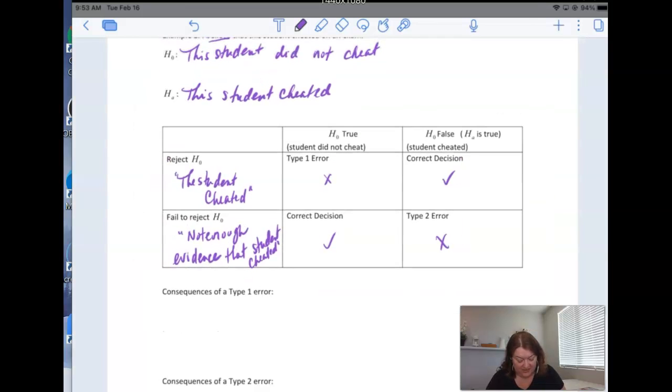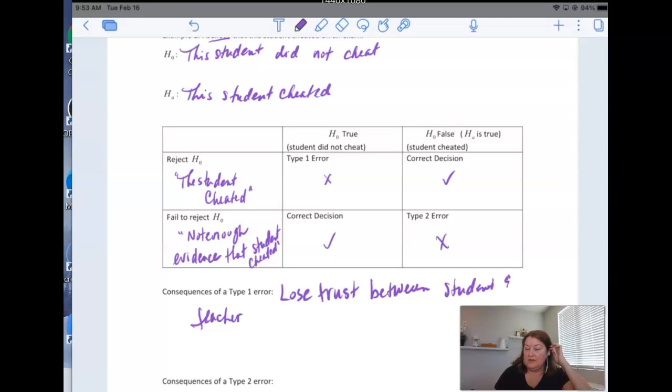We could lose trust between student and teacher. Right? What else could happen? The student would be really mad, student and parents mad. Anything else that you can think of could go there, right?